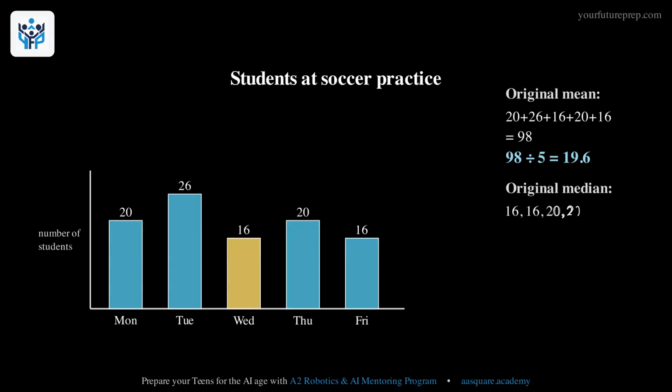For the median, sort the values from smallest to largest. 16, 16, 20, 20, 26. The middle value is 20. So the original median is 20.